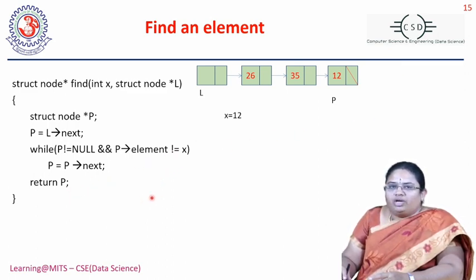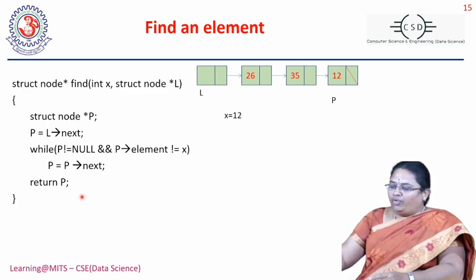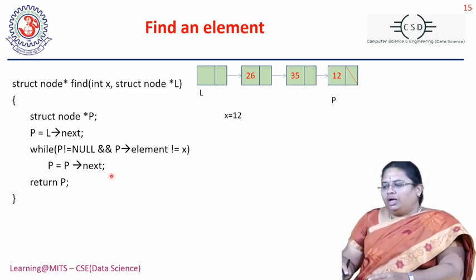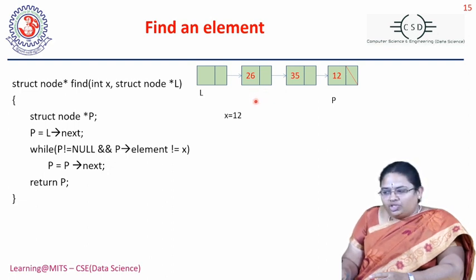So like this, the difference between find and find previous is that for finding an element, it retrieves the node first and then checks for the value at the node. Since we need the position where it is found, we are first accessing the node. If we are checking 26, this will be p. If we are checking 35, this will be p. So first we access that particular node, and then we check for that value.